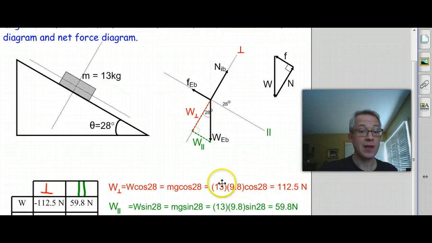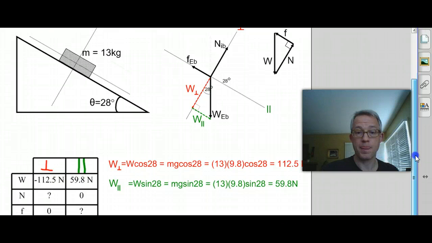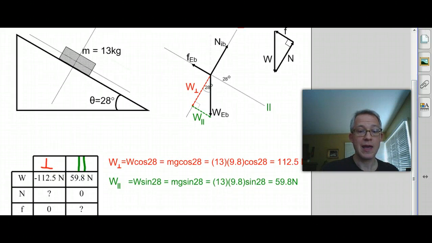All right, now I've set up a table over here, and we'll look at these components. So we know the weight, the perpendicular component is 112.5. I've got a negative sign because it's down through the plane in the negative direction, positive away. This one, the 59.8, is in a positive direction down the plane, so I leave that positive.